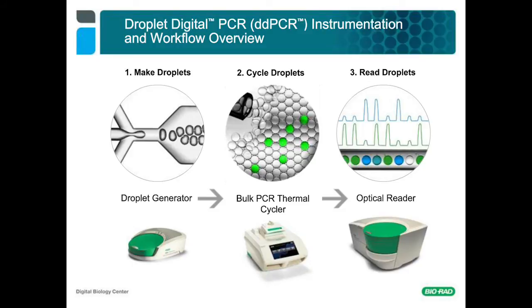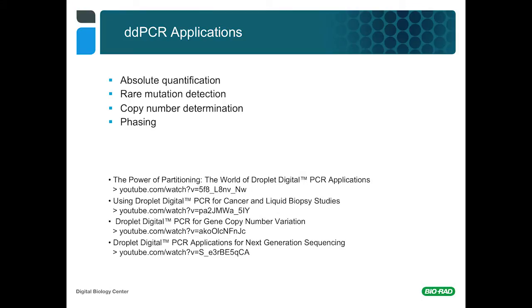The precision and sensitivity of ddPCR benefit many applications, including absolute quantification, rare mutation detection, copy number determination, and phasing. If you are interested in learning more about the first 3 applications, please view our other ddPCR webinars using the provided information.